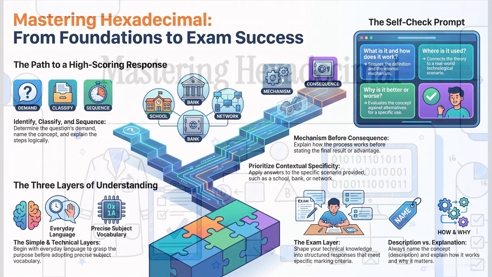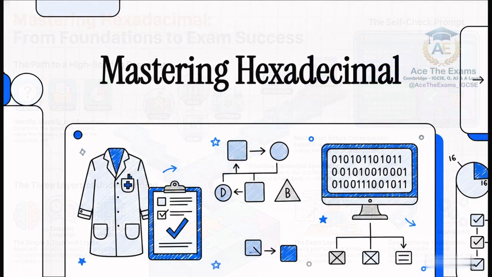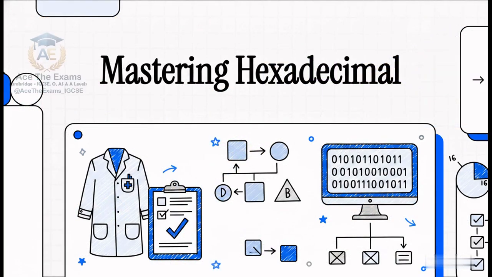I'm your host, and today I'm putting on my white coat to act as your lead physician for your Cambridge Computer Science exam strategy. We're looking closely at the syllabuses for 0417, 0478, 2210, and 9618, and we are about to diagnose the exact symptoms of a failing exam answer. But more importantly, we are going to prescribe the definitive, foolproof cure. Today's specialist subject, hexadecimal representation.